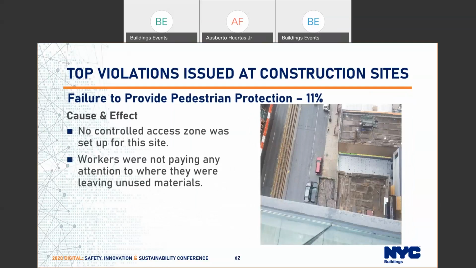Pedestrian protection was not completely installed, and neither was a controlled access zone set up. Workers were not paying attention to where they were leaving unused materials, and a piece of flashing fell, hitting a passerby.